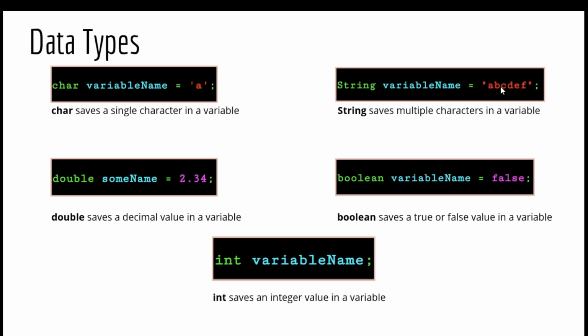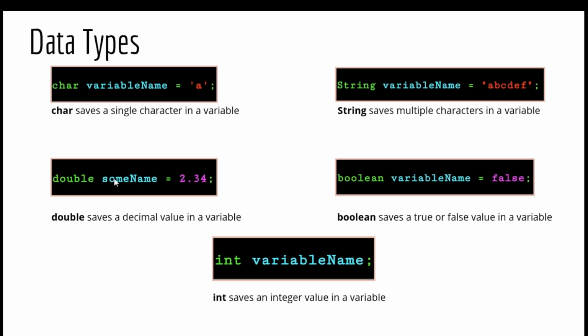So char will save one alphabet, but string can save multiple. That's why string is the data type many opt for. However, if you only need one letter, then you would opt for char. After we establish this, we can move down to this one over here.